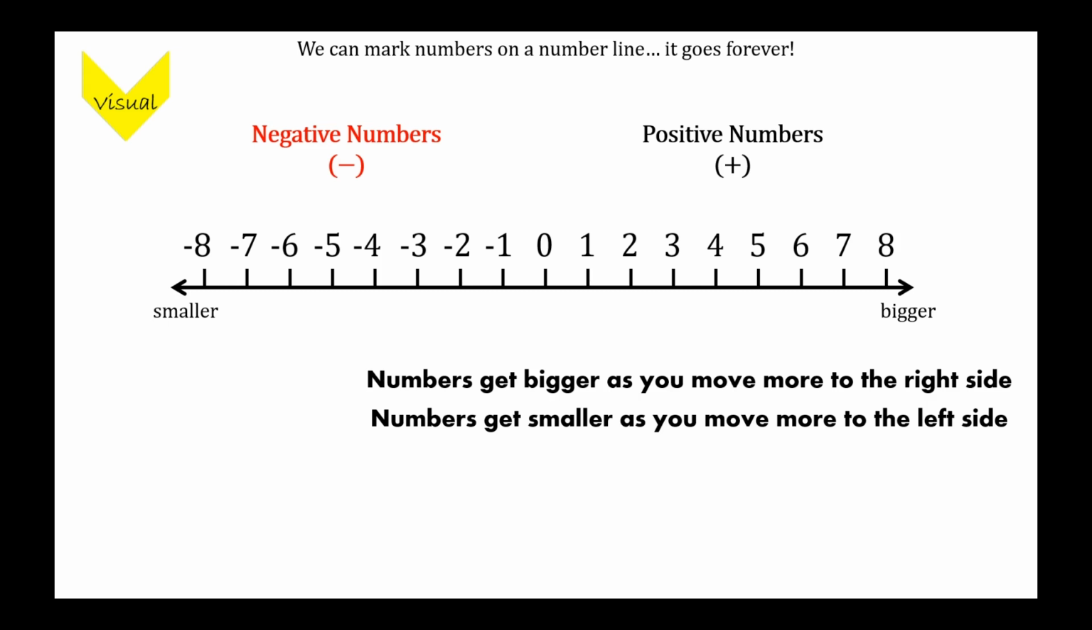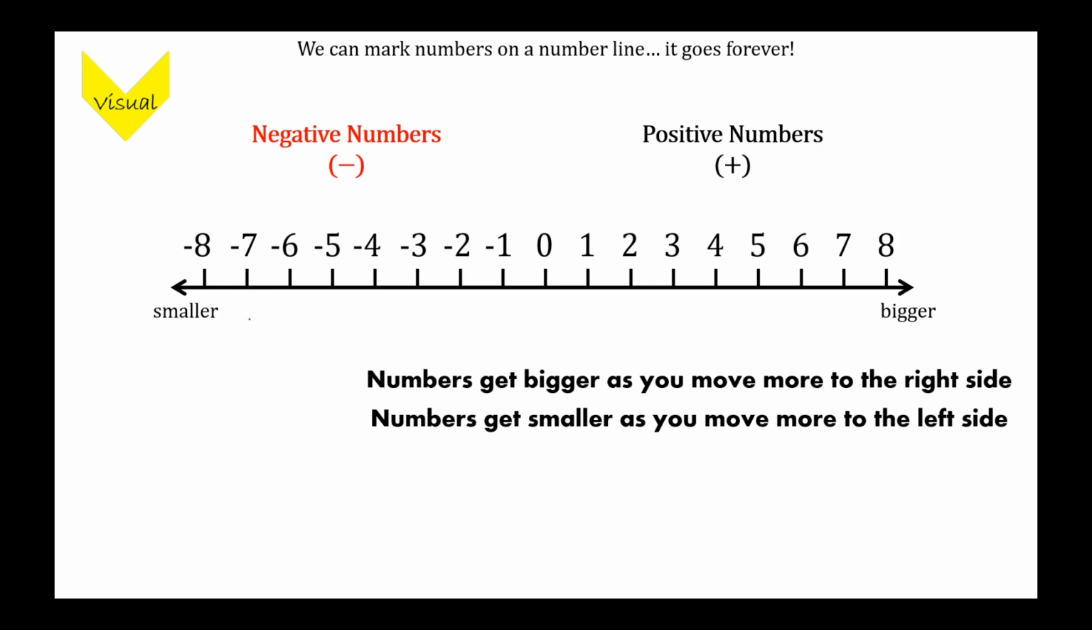So integers are numbers that you get when you skip count by 1, and it includes positive numbers, the number 0, and negative numbers. For example, if I start at -5 and skip count by 1, as I move to the right I'm going to get -4, -3, -2, -1, 0, 1, 2, 3, 4, etc. Your numbers get bigger as you move more to the right side, and your numbers get smaller as you move more to the left side.